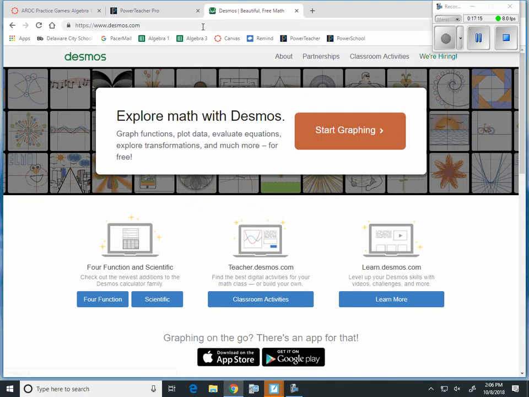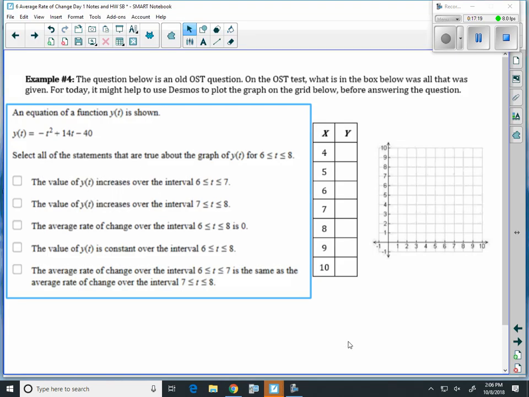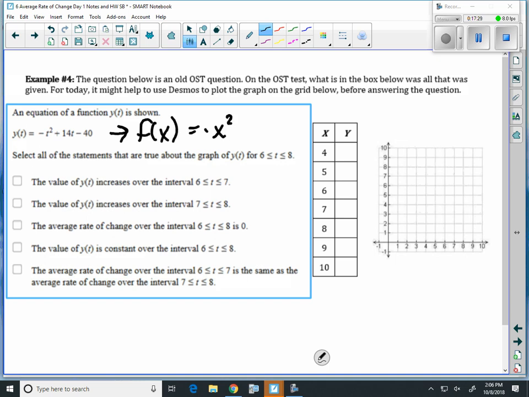Now, if you look at the specific problem here, we're going to rewrite this. Okay? Instead of y of t, Desmos doesn't like that. So we're going to use f of x, and we're going to write it like this. So we're going to change everything to x. So you're going to have f of x equals negative x squared plus 14x minus 40. So that's how you're going to put it into Desmos.